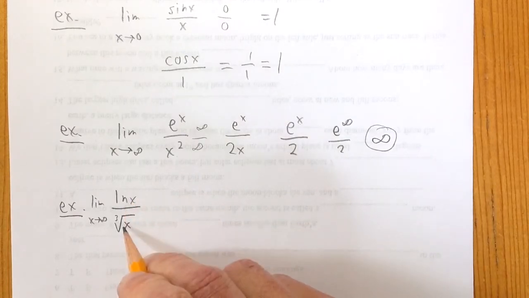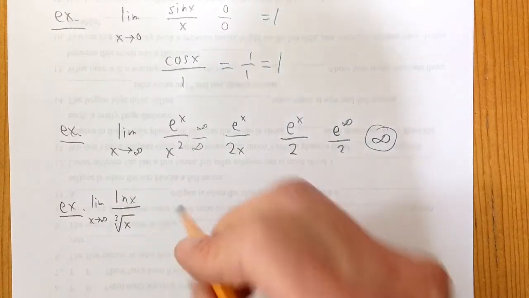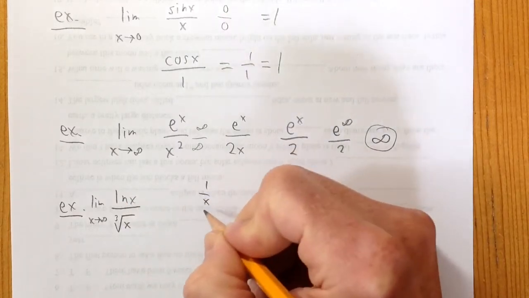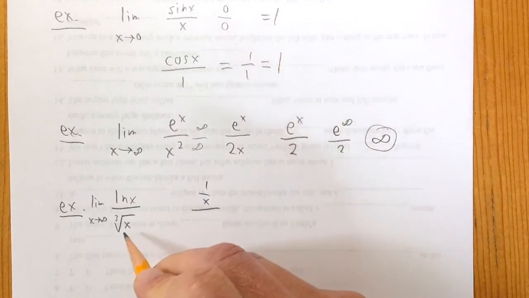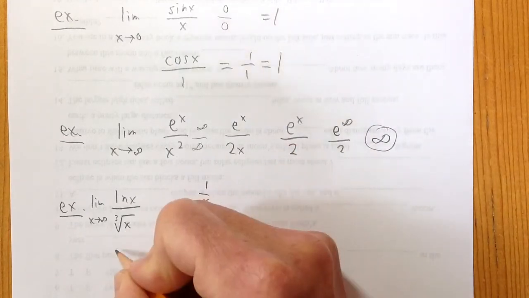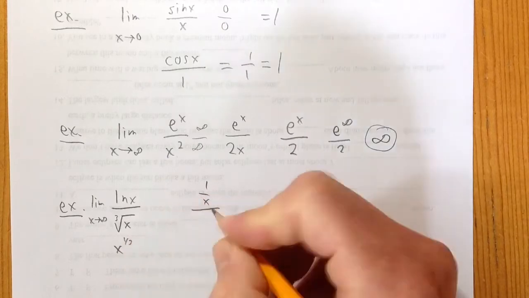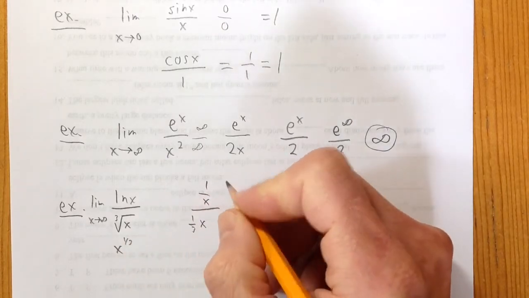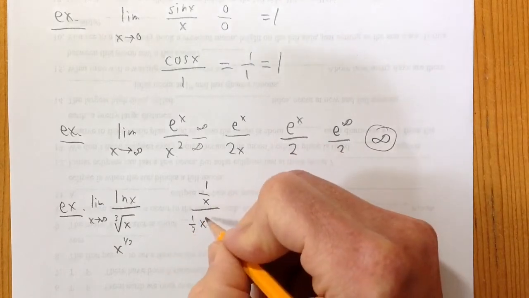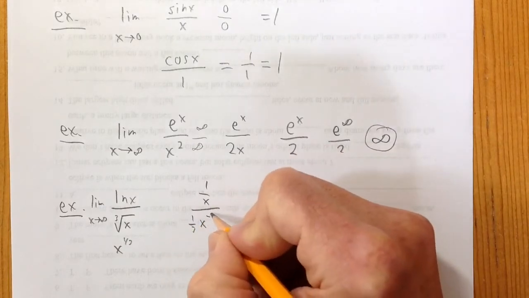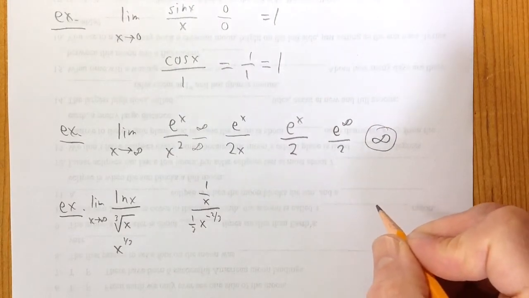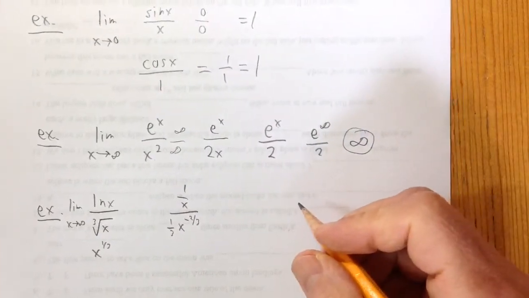So we have infinity over infinity. We can't do any of our old techniques, but we can take the derivative. Derivative of ln of x is 1 over x. Derivative of cube root of x, let's rewrite that as x to the 1/3. So we have 1/3 x to the, let's see, take away 1, negative 2/3. Okay, that's kind of confusing, so let's rewrite this.